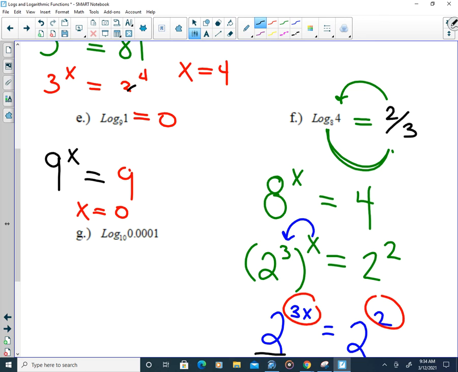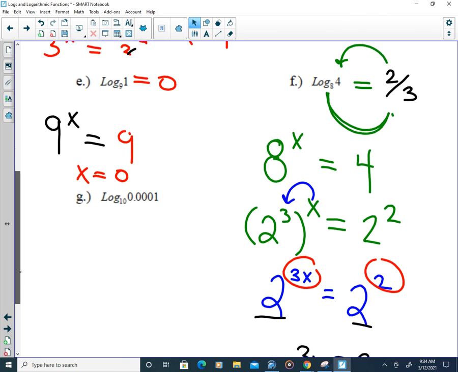It's very important that you remember everything we've been working on since the beginning of the year, because you're going to see it all again in this chapter on logarithms. All right, second to the last example. Let's look at G here.